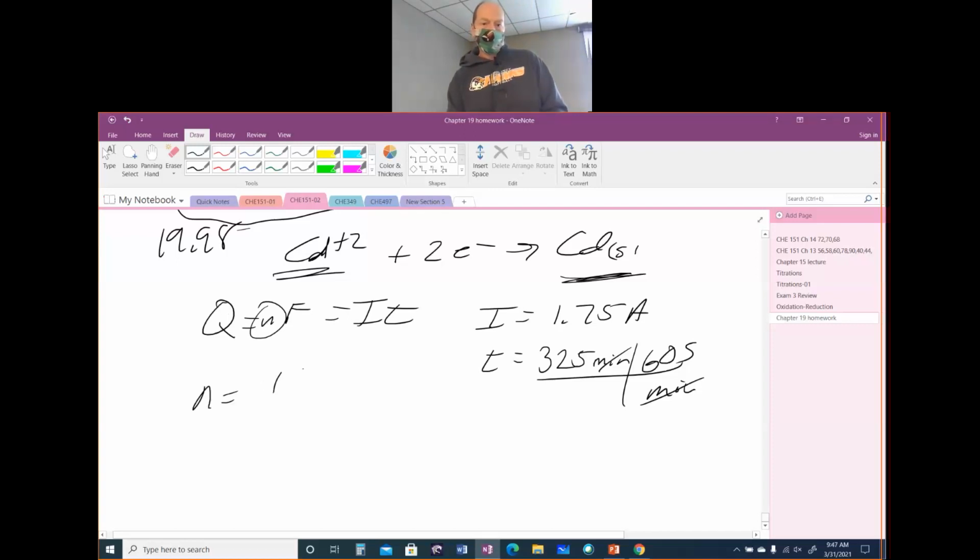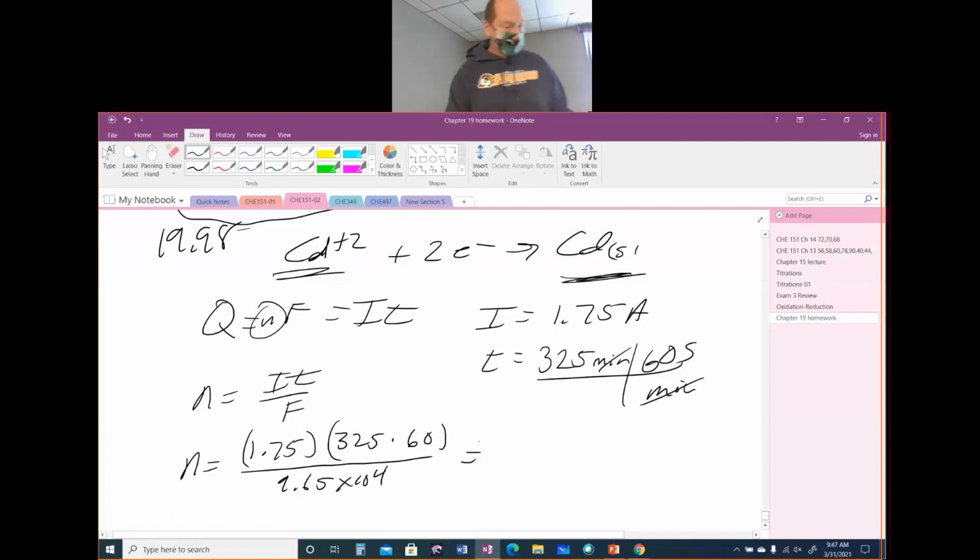So we can solve for N. N is equal to IT over F. And so you put in your amps, 1.75. You put in your time, must be in seconds, 325 times 60. You put in your constant, Faraday's constant, 9.65 times 10 to the fourth. And that gives you 0.35. And this, of course, is N, which is moles of electrons. The question wasn't how many moles of electrons. The question was how much cadmium.